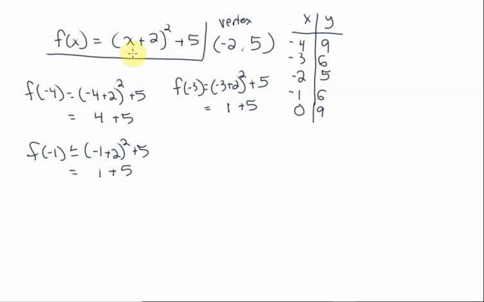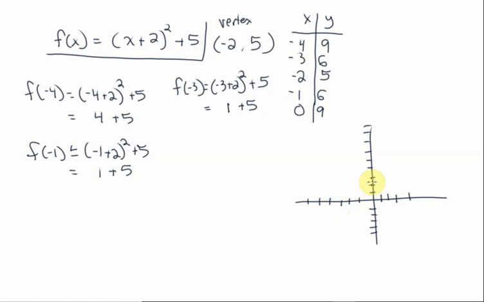And if you put a 0 in there, you probably can do this in your head. 0 plus 2 is 2. 2 squared is 4. 4 plus 5 is 9. So then I can graph it. Gotta go up high enough on my graph to fit this one. Let's see, I got -4, 9. 1, 2, 3, 4. Whew.